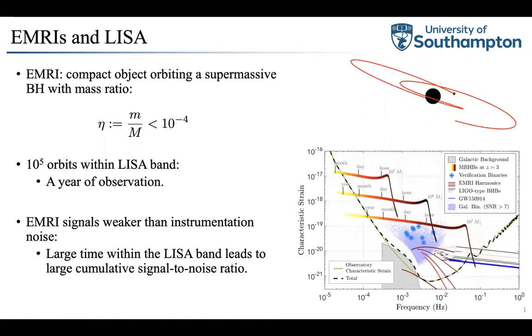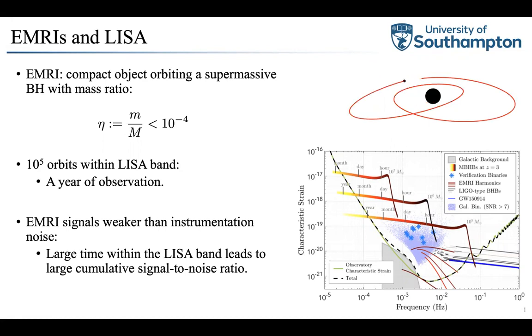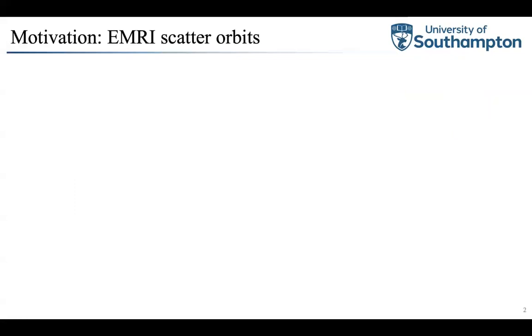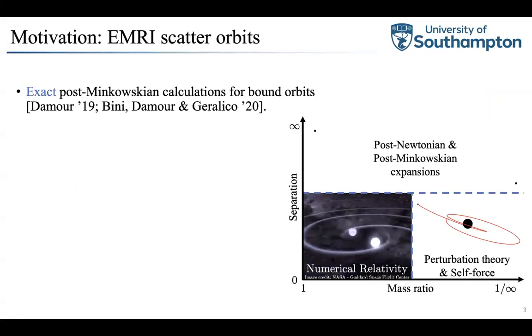Now, the EMRI signals are weaker than the instrumentation noise, so in order to observe these, we need to use the large time within the LISA band, which can give a large cumulative signal to noise ratio. So now I'm going to move on to why we want scatter orbits.